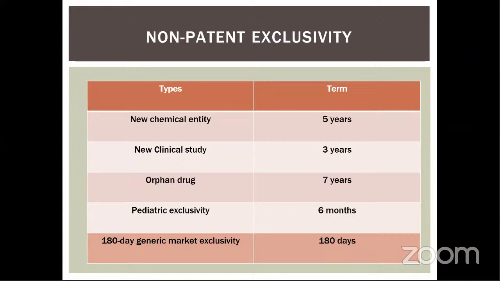Next, non-patent exclusivity. Whatever we have seen so far, that is all patent exclusivity. Now, non-patent exclusivity. What are the various types and what are the terms? For new chemical entity, it will take 5 years. For new clinical studies, 3 years. For orphan drug, 7 years. Pediatric exclusivity, 6 months. And 180-day generic market exclusivity, that is 180 days. That is about various non-patent exclusivity.